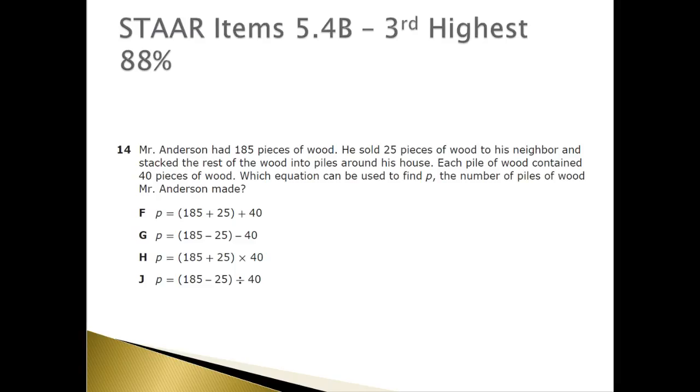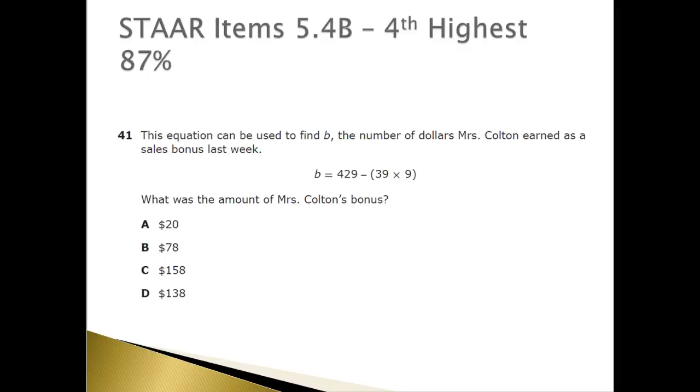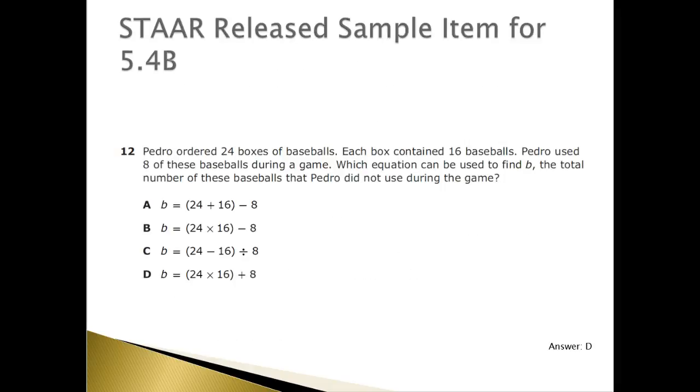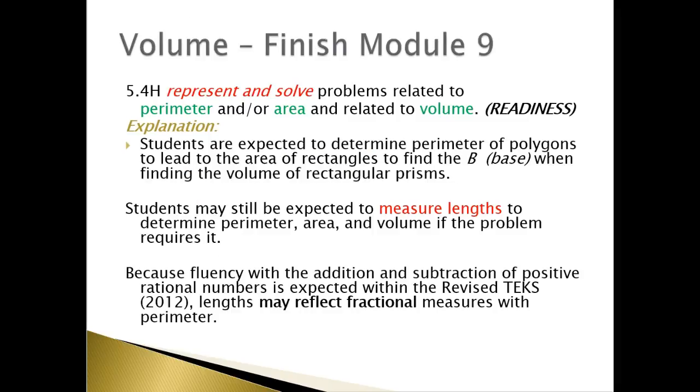5.4b, the kids did fairly well on it. It had the third highest scoring item as well as the fourth highest scoring item on STAR. And then they did well on number 30 as well. Here is a sample item that was released the year prior on 5.4b.